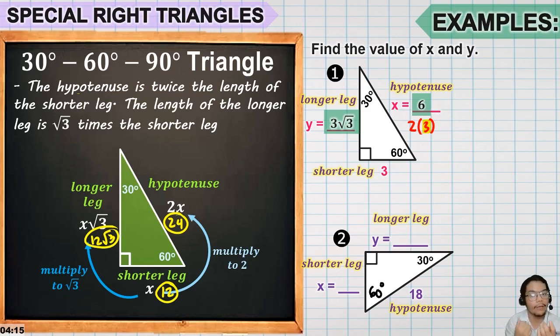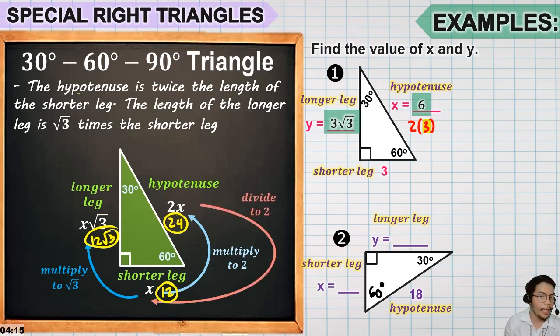O kabaligtaran lang, if nagmumultiply tayo ng 2, galing shorter leg papuntang hypotenuse, baligtarin natin. Divide naman tayo ng 2, galing hypotenuse papuntang shorter leg. So if the hypotenuse is 18, we divide 2 from that, we'll get x is equal to 9 or your shorter leg is equal to 9. So how about the longer leg? So multiply naman natin to sa 9 sa square root of 3. Therefore, yan, shorter leg yung i-multiply. So, magiging 9 square root of 3.